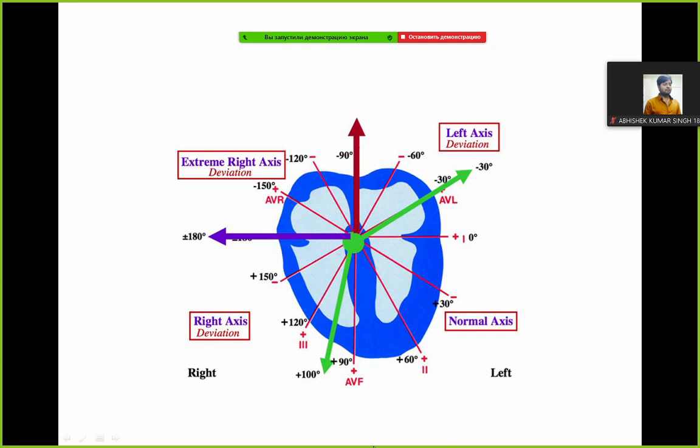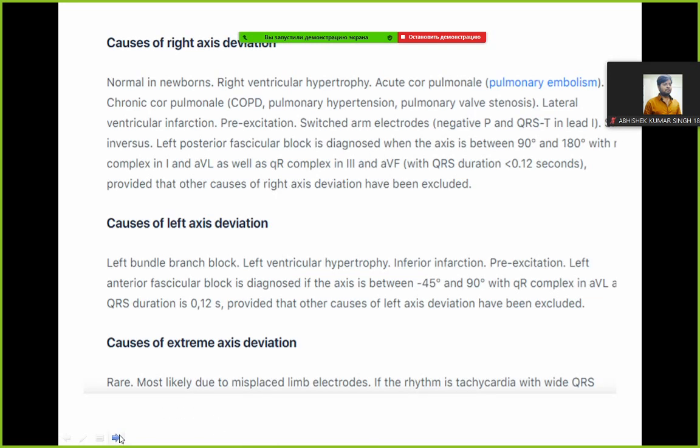Another picture which illustrates the same, maybe also useful for you. Causes of right axis deviation. It is normal for newborns, and the most common causes of right axis deviation are right ventricle hypertrophy, acute cor pulmonale in case of pulmonary embolism, chronic cor pulmonale, which develops in case of COPD, pulmonary hypertension, and so on, and right bundle branch block.